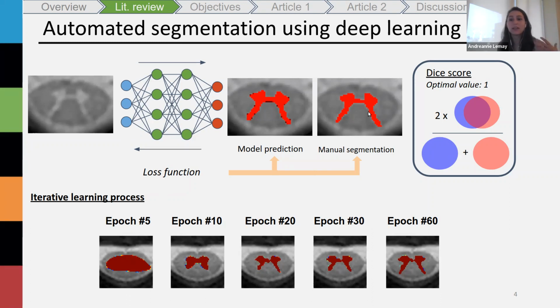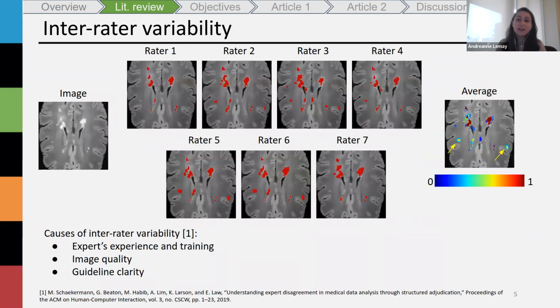So as I mentioned, usually we have these binary segmentations or binary labels that we consider as ground truth. However, it's not necessarily the best representation of reality. So why is that? First of all, in medical imaging, we have inter-rater variability. That means that not all raters will do the segmentation the exact same way. And this can be due to the expert's experience or training, the quality of the image, or the clarity of the guideline to do the segmentation.